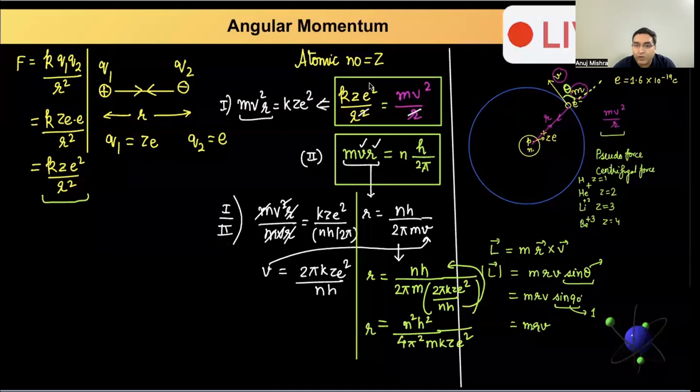N square h square upon 4 pi square m k Z e square. Perfect. That's the correct answer. Very good. Wonderful. How many of you understand this complete process? How to solve V, how to solve R?